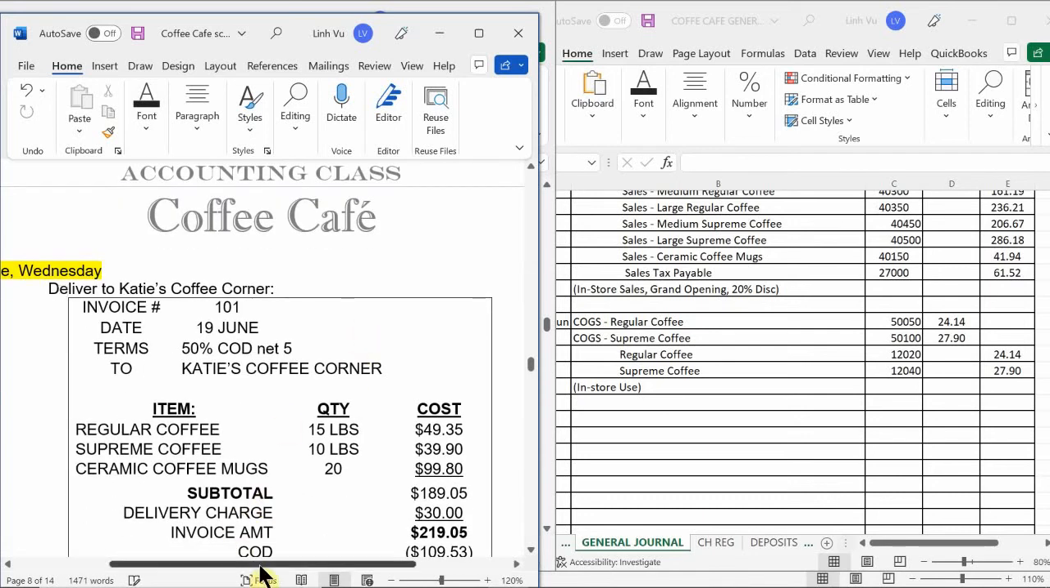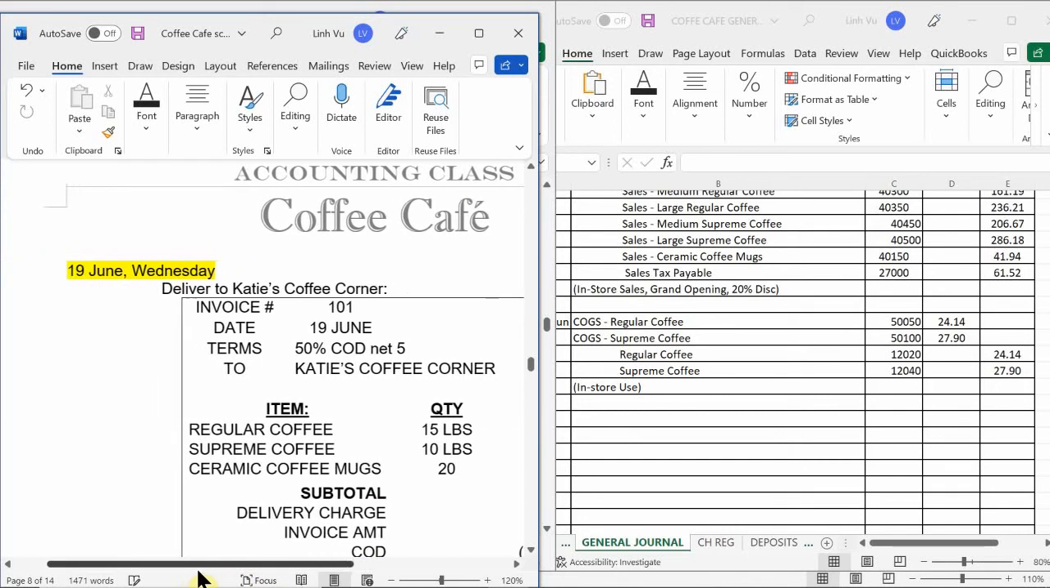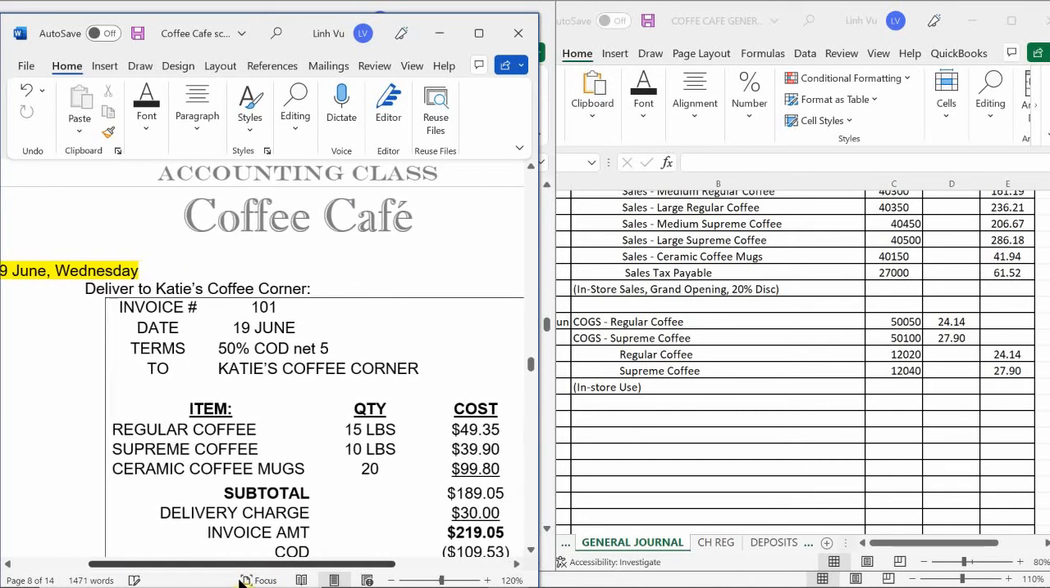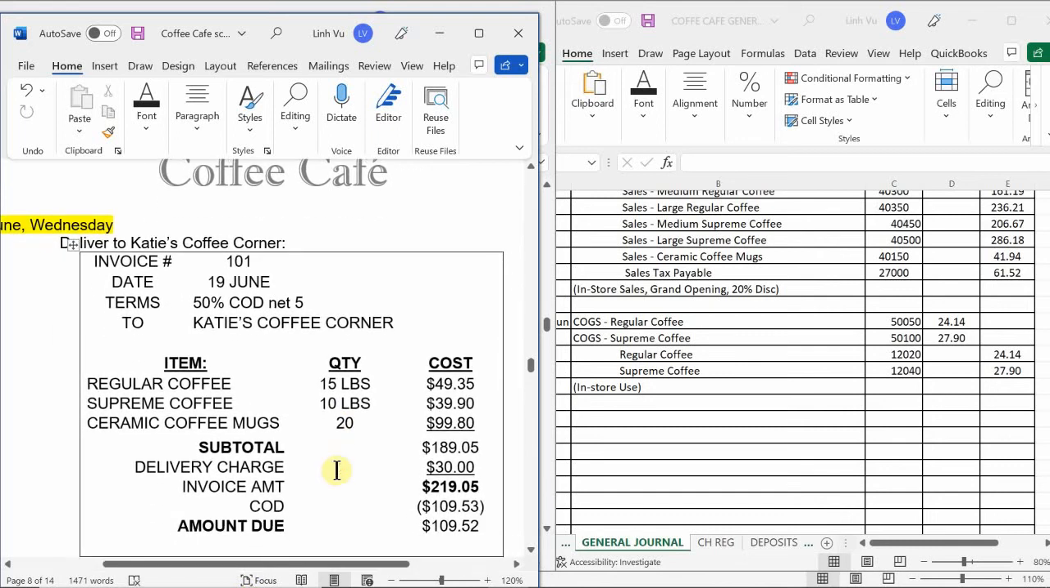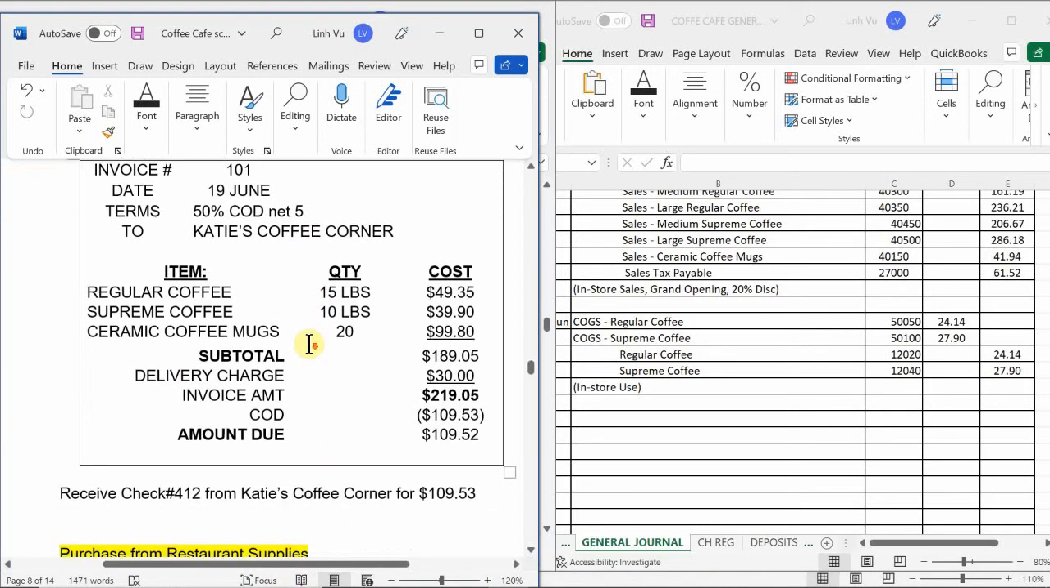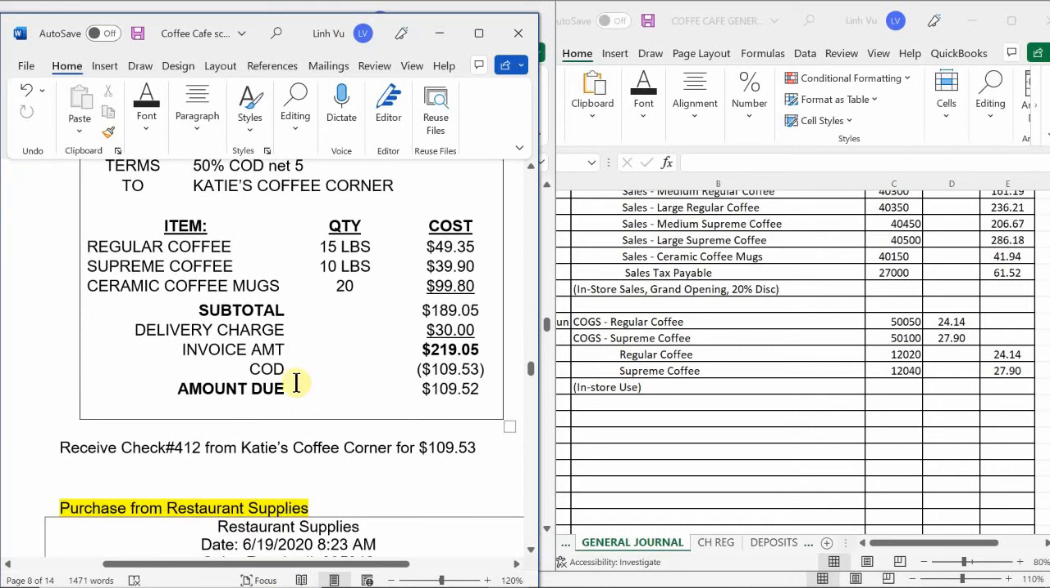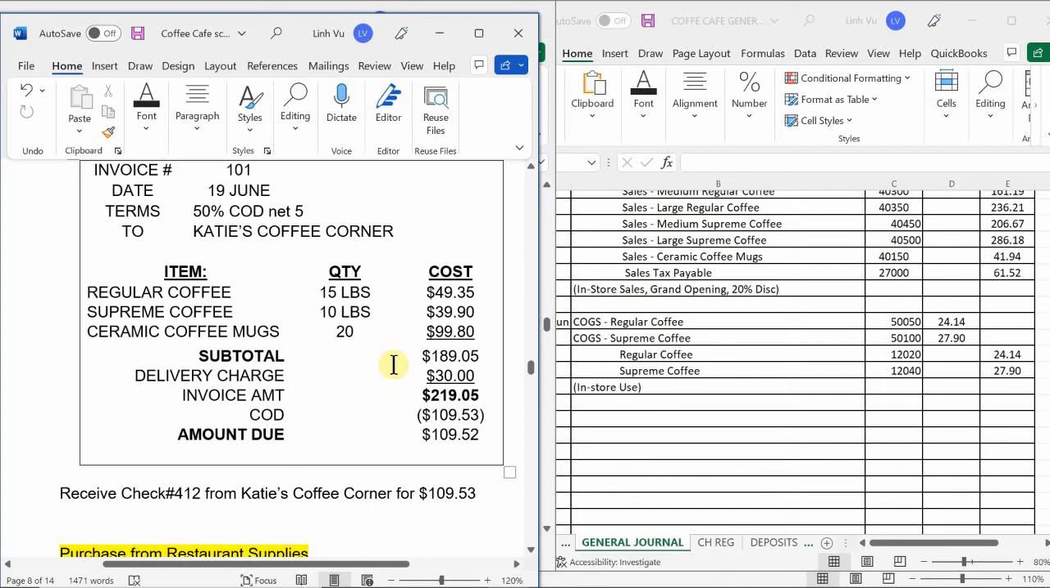So now we are finally on the 19th, and we decided to deliver to Katie's Coffee Corner. Okay, so here you go. We have invoice number 101. On June 19, 50% COD net 5 to Katie's Coffee Corner. We sold 15 pounds of regular coffee, 10 pounds of Supreme Coffee with 20 coffee mugs. And then we also received a check from Katie, check number 412, for $109.53.